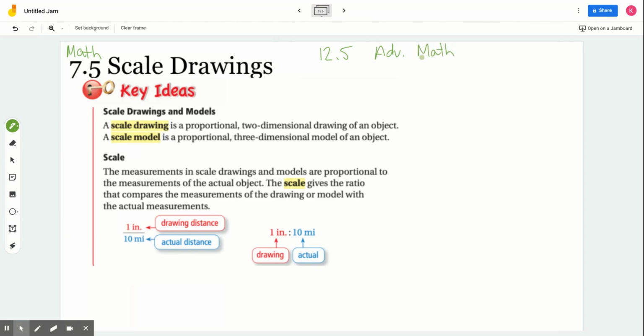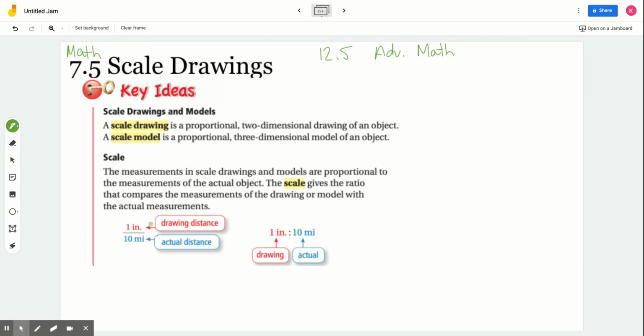So a scale drawing is a proportional two-dimensional drawing of an object. A scale model is a proportional three-dimensional model of an object. The measurements in scale drawings and models are proportional to the measurements of the actual object. The scale gives the ratio that compares the measurements of the drawing or model with the actual measurements. So all parts of the drawing or the model have to grow by the same proportion or the same factor.